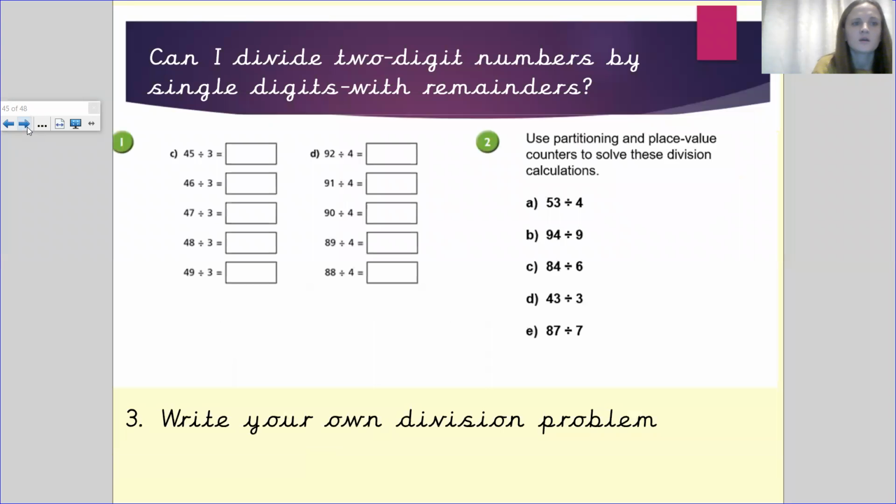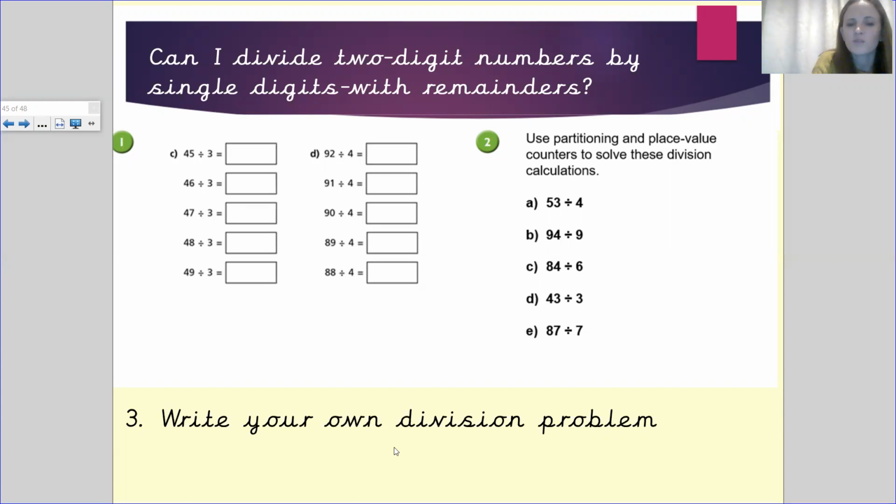Finally, your independent work today is going to be division, like we've just been going through. So the questions are question 1 and question 2. You've got C and D there. So what I would like you to answer are all the questions in question 1 using your division method that we've just looked at, using the place value mat. And then I would like you to do partitioning and place value counters to solve these calculations.